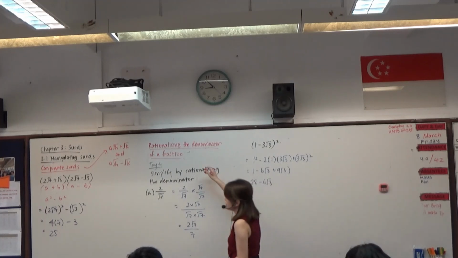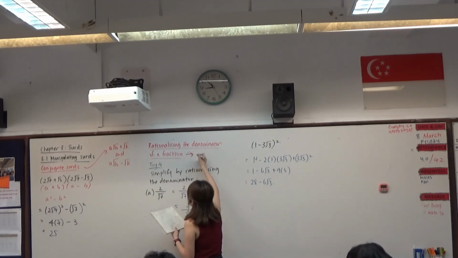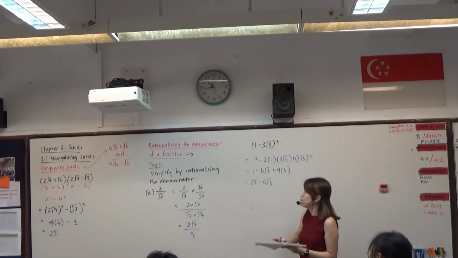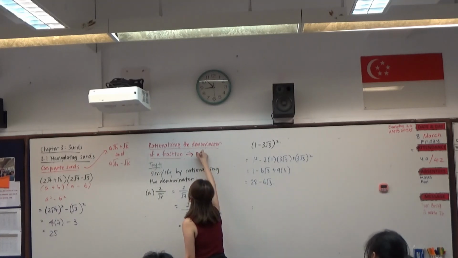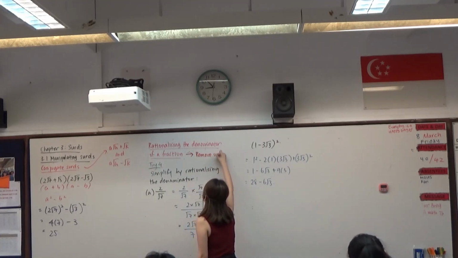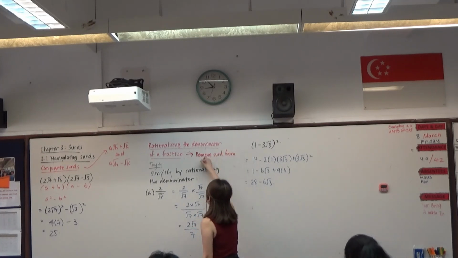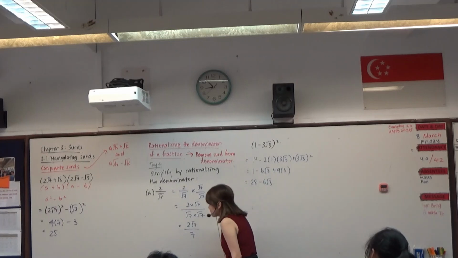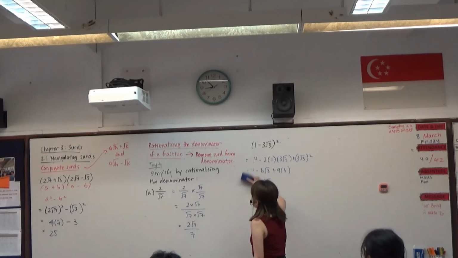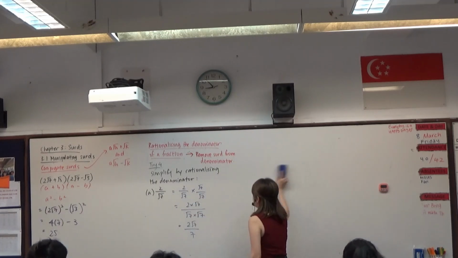So in rationalizing the denominator, our aim is to remove the surd from the denominator. Yes, okay, but we cannot just anyhow remove it.